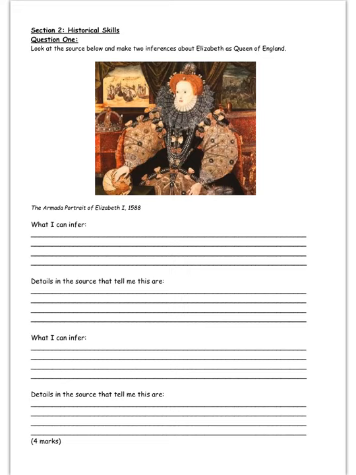Section 2 then, historical skills, question 1. It's an inference question. An inference is an educated guess. So what you can't do is you can't infer anything that you can actually see. That would be comprehension. But what you can do is you can make an educated guess about Elizabeth, because the question here is about Elizabeth, based on what you can see. But you can't write what you see. Inference is an educated guess. I can infer something about her.